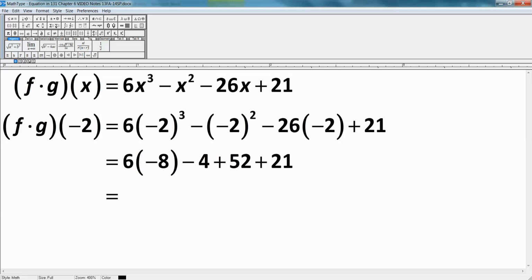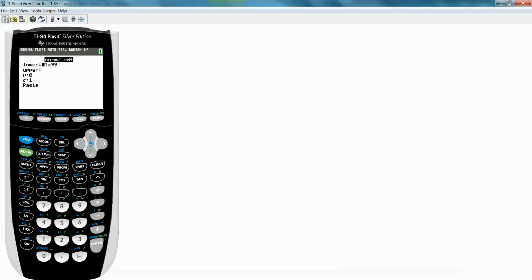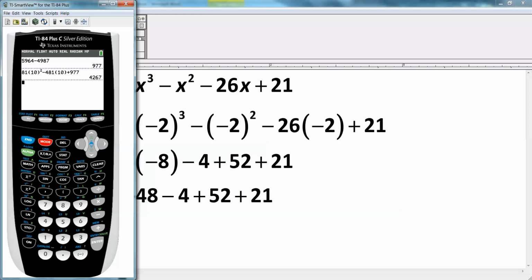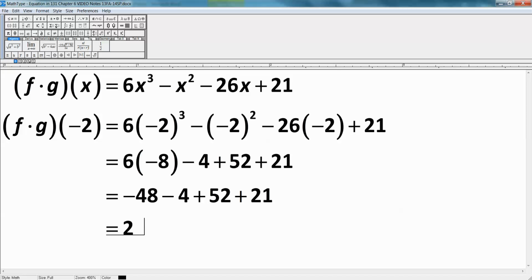All right, so this is -48 minus 4 plus 52 plus 21. I could probably figure this out, but I will just make a calculator find all of that for us. So let me quit. All right, so clear. It was -48 minus 4 plus 52 plus 21. And it comes out as 21. All right. And we're done.